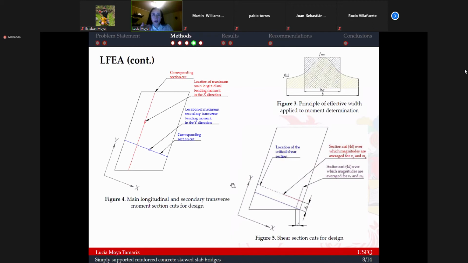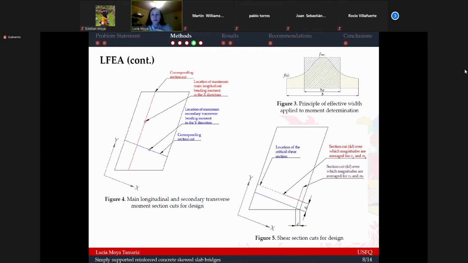So in order to get the bending moments, we used the effective width principle. To explain briefly this principle, I'm going to show you here this figure 3. So for example, we start with a bending moment profile that can be represented by this function f of x. Then we have to take the integral under the entire profile, and we have to find a width that's going to be called the effective width, that multiplied by the peak of f of x is going to yield the same area. Then once we have found this width, we have to average the load combination, and in that way we would get the bending moment that we were looking for. We did this both for the main longitudinal as well as for the transverse bending moments.